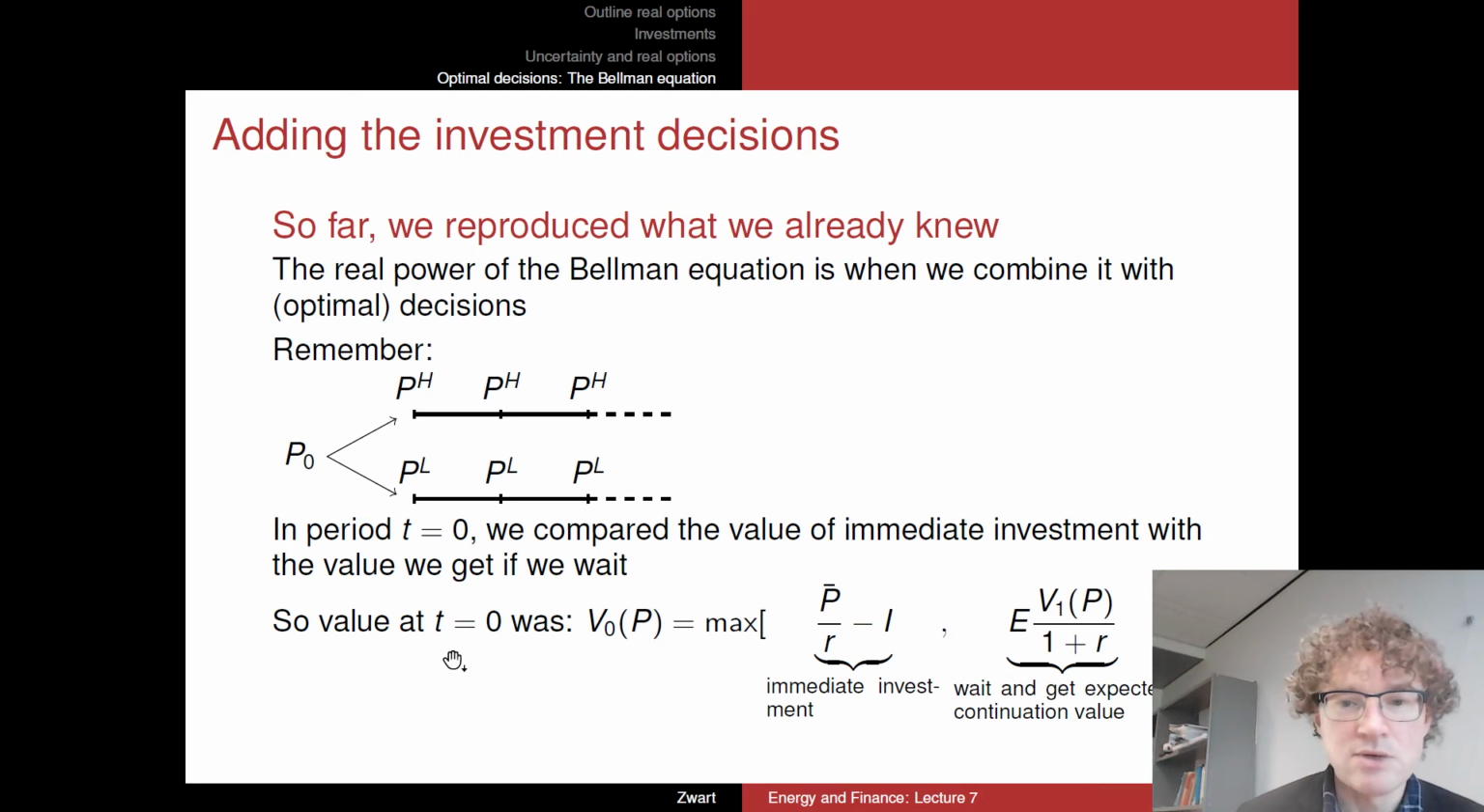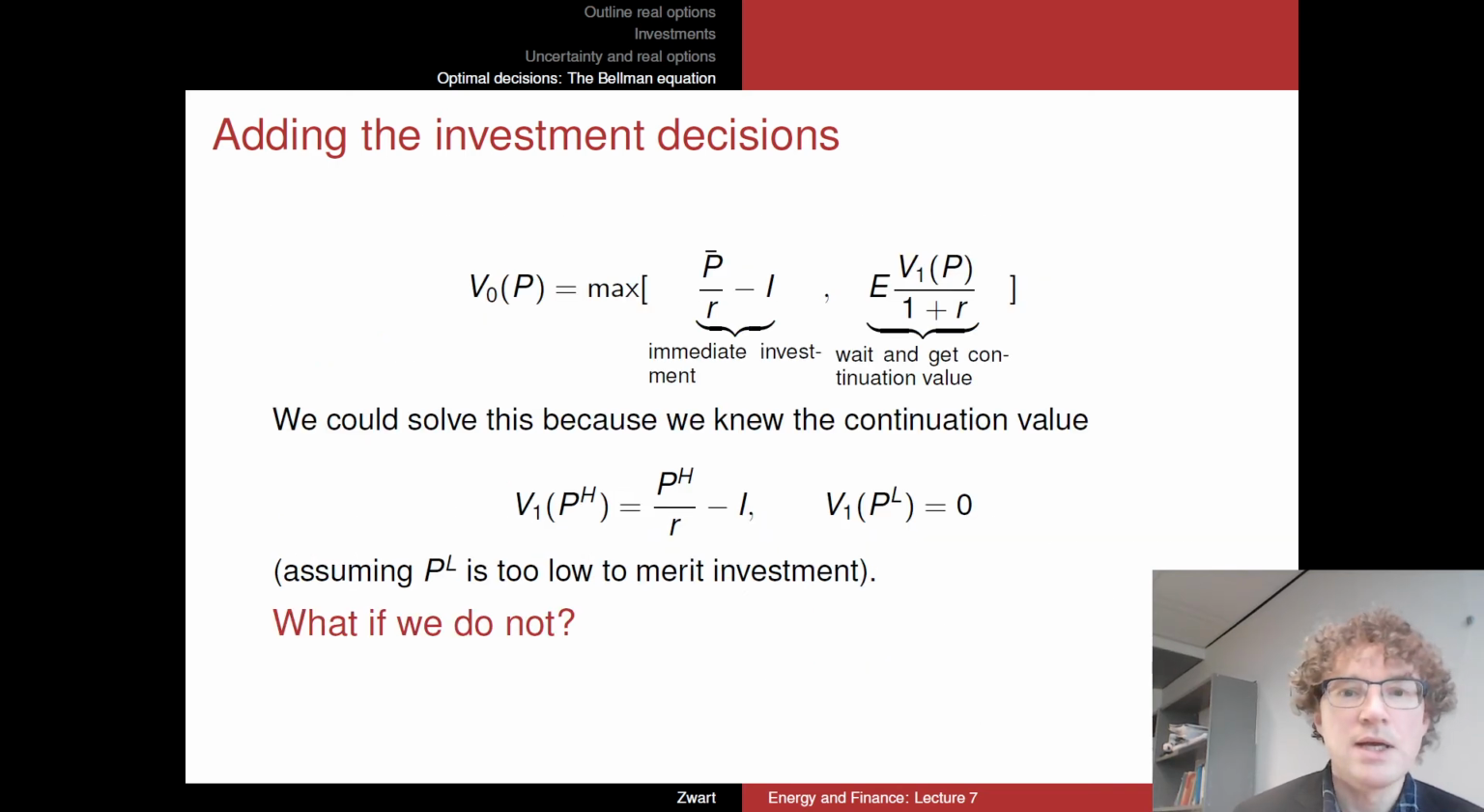So the value at t equals 0 was the value of doing the best thing, and doing the best thing is taking the maximum of immediate investment, in which case we get immediately the average P bar over R minus I, versus the expectation of waiting until next year, in which case we would get V1, which might be either the high or the low V1, again discounted. So you have this expectation over here. So this value is not just an expectation, but a maximum over the two different alternatives.